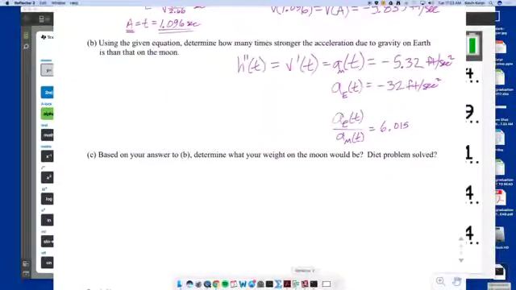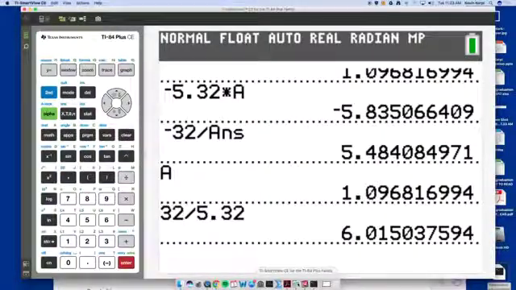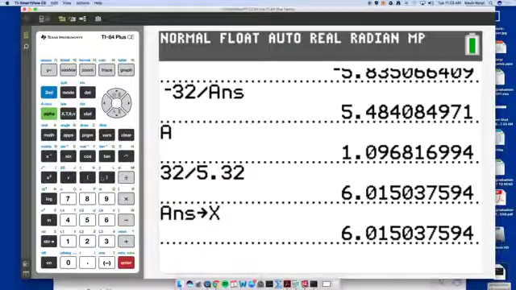So then part C, based upon your answer to part B, determine what your weight on the moon would be. Let's say after you're done eating that delicious meatball that rolled on the floor. So meatball included. All right, so you can go ahead and do yours. If you have your calculator, I'll go ahead and store this value. And I'll store it as X this time. We could do multiple people.